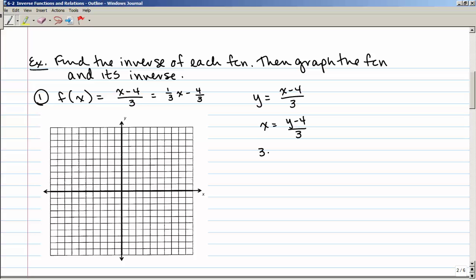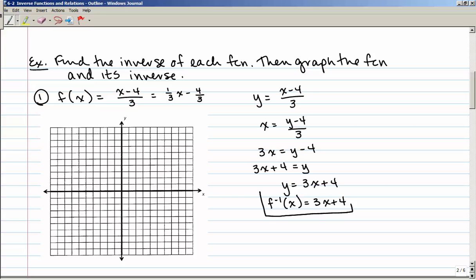Let's multiply both sides by 3, and then let's add 4 to both sides. And then let's flip it around so it looks like y = mx + b form. The last step is to put back in the inverse notation. So the inverse of f of x = 3x + 4. So the inverse of f of x = (x - 4)/3 is f inverse of x = 3x + 4. Now I need to graph each one of those.